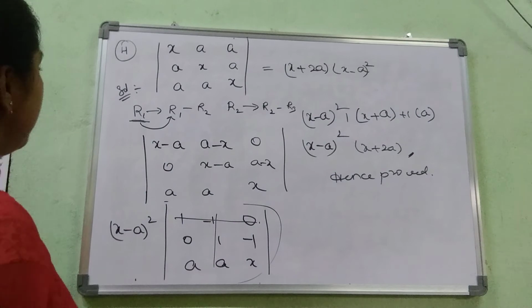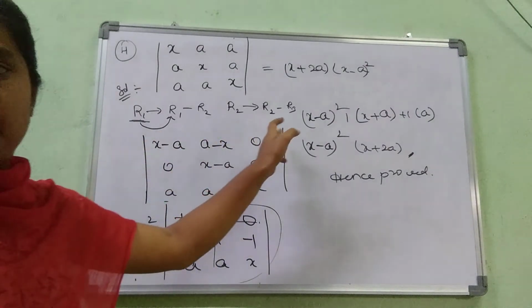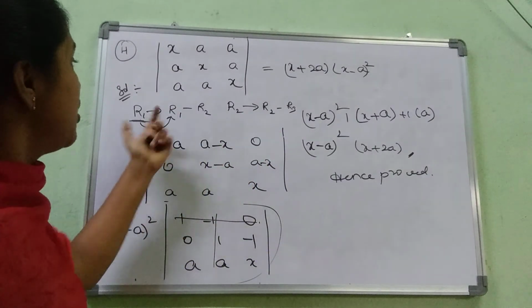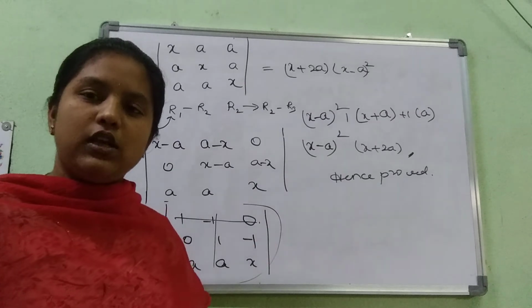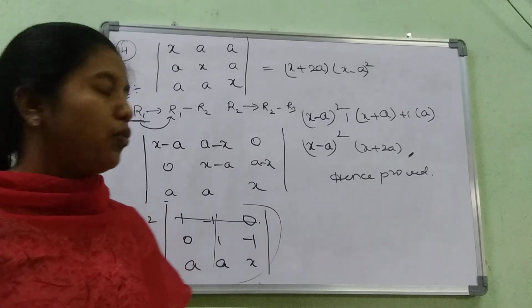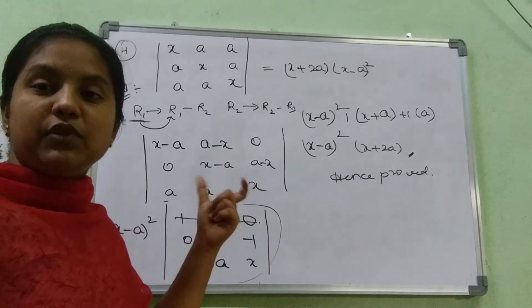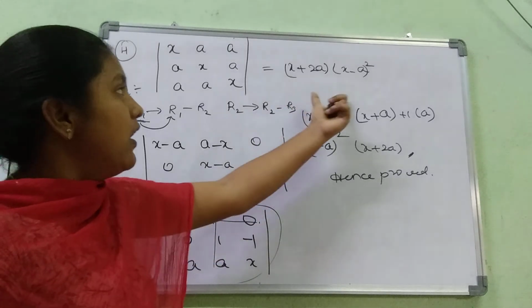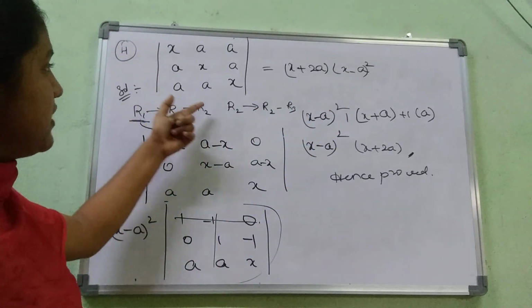So the solution I have done is, first of all I have done two row operations, and that is row 1 implies row 1 minus R2 and row 2 implies row 2 minus row 3. Why do I always do row 1 implies row 1 minus row 2? Because here I need to get x minus a and here x plus 2a. There is no direct way to get x plus 2a.